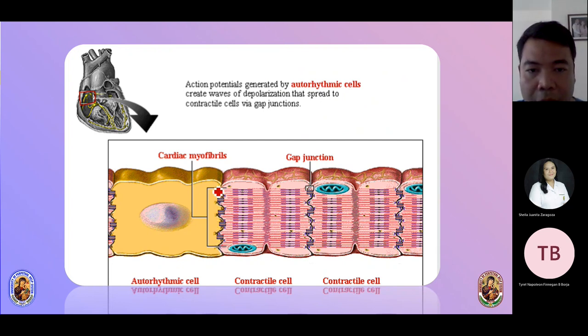By the way, these intercellular junctions that you're seeing are your intercalated discs. In the intercalated disc, you will find your desmosome, and then you have your gap junction. From an autorhythmic cell to a myocardial, or contractile, cell, you have an intercalated disc. From one contractile cell to another, you have another intercalated disc, and so on and so forth. So that's how it looks.